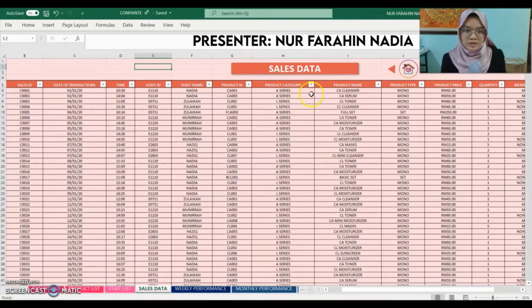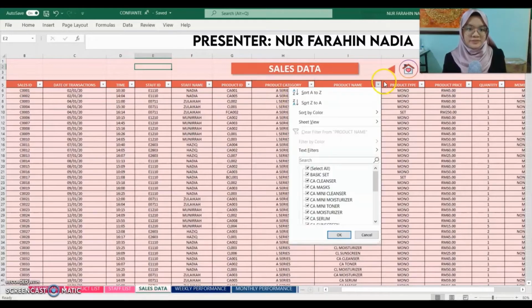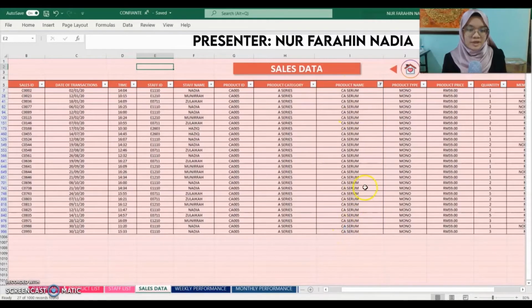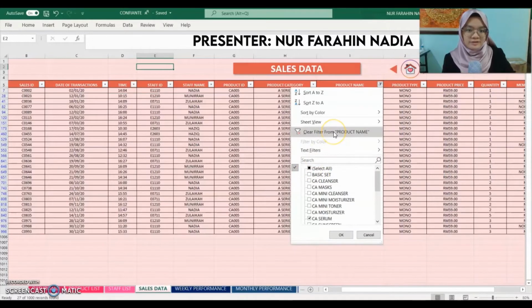For example, if I would want to filter, I want to see only confident acne serum. Click here and then here. And it will automatically filter the data that I want, which is confident acne serums. This helps us to look into any specific data that we want to see. To see the full data again, just click Clear Filter.